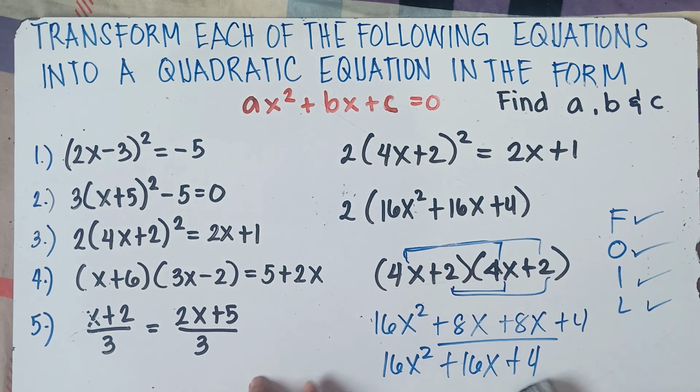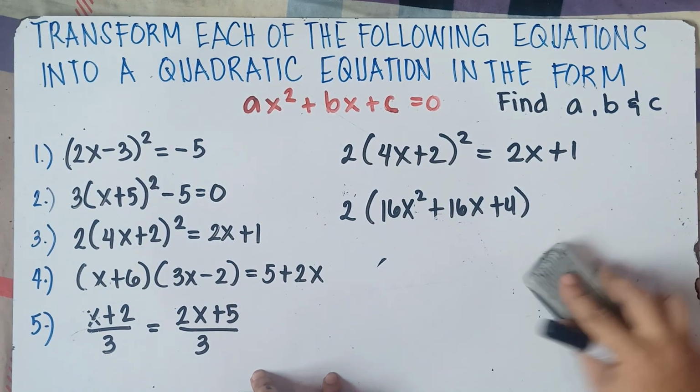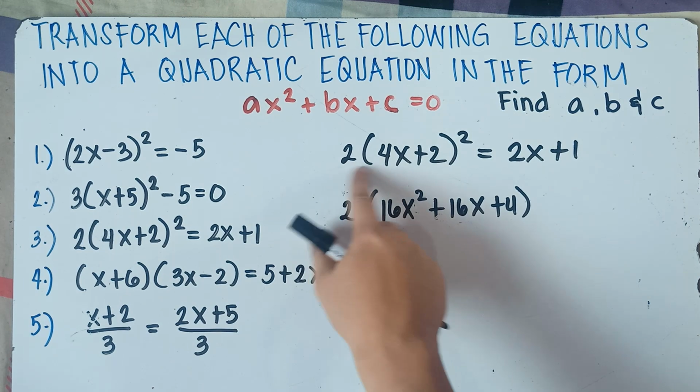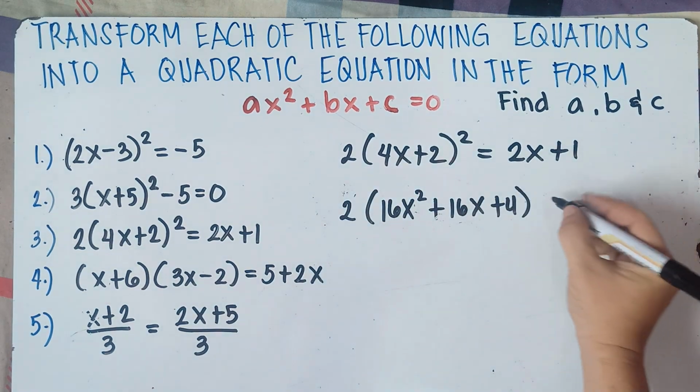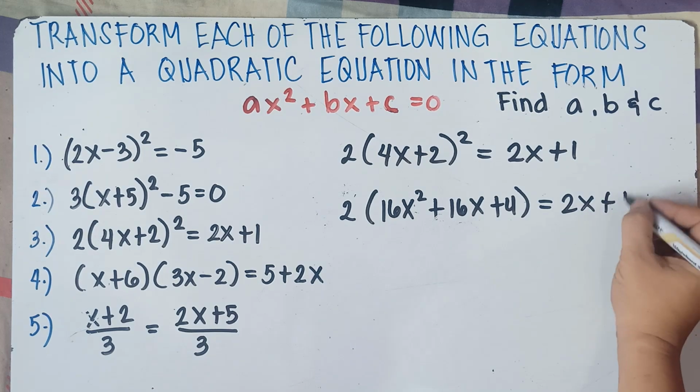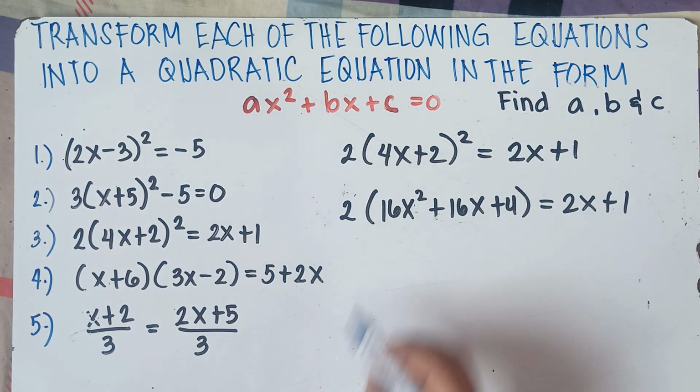Alright, and then next step, class, once again, the answer for this one is this one. Copy equals sign, then 2x plus 1. And then we do the distributive property.